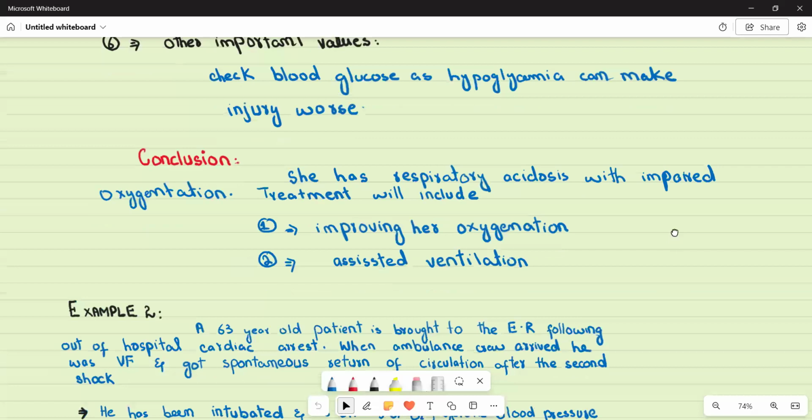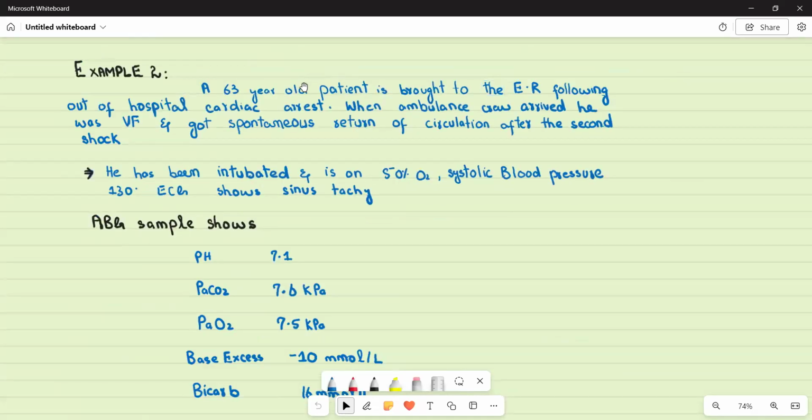Let's take a look at another scenario. So you have a 63-year-old patient brought to the emergency room following an out of hospital cardiac arrest. He arrested in the community. When the ambulance crew arrived, he was in ventricular fibrillation and got spontaneous return of circulation after the second shock. He has been intubated and is on 50% oxygen. Systolic blood pressure is 130, and ECG is showing sinus tachycardia.